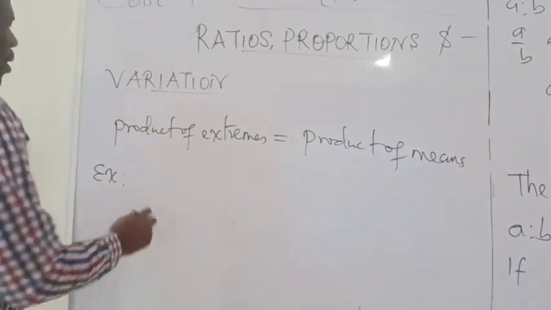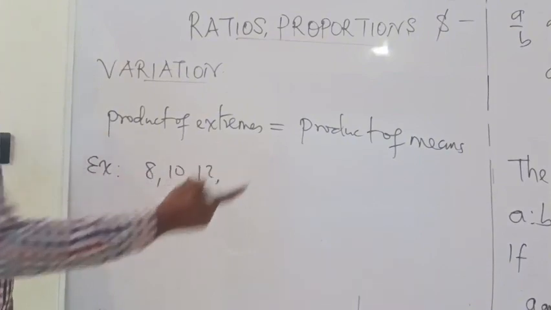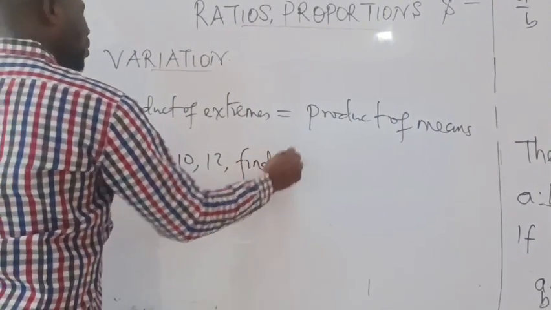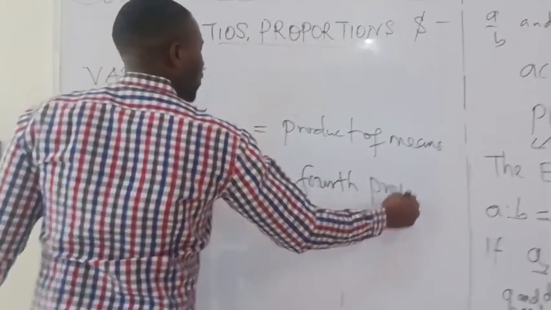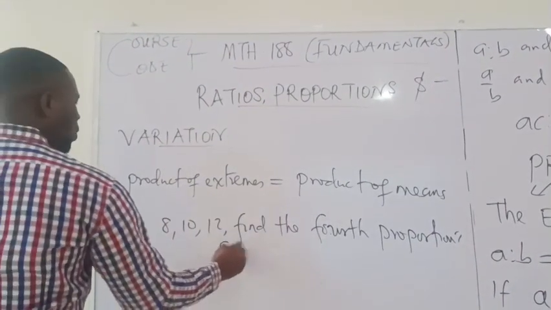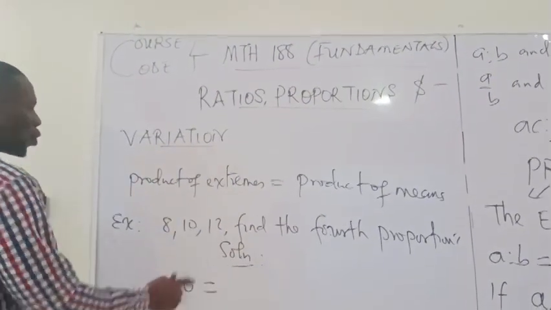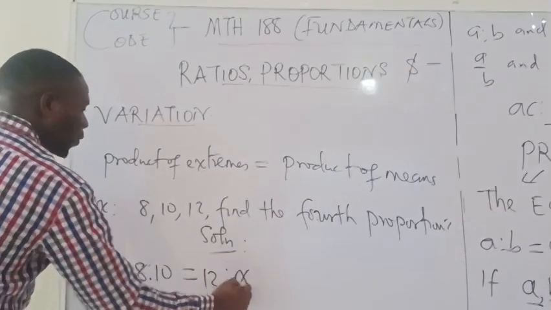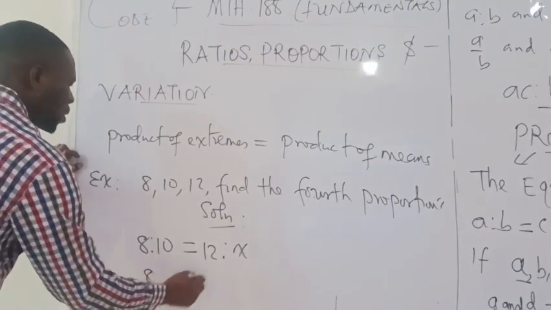Now let's check, if I have 8, 10, 12, what is the fourth proportion here? Given 8, 10, 12, find the fourth proportion. Alright, so let's proceed. The solution to this: the ratio 8 to 10 has to be equal, because proportion is the equality of two ratios, to the ratio 12 to the fourth one, which you don't know, that is x. So this is 12 over x.